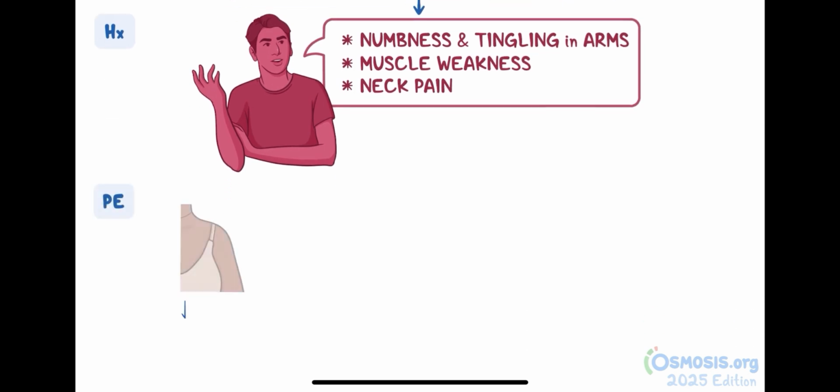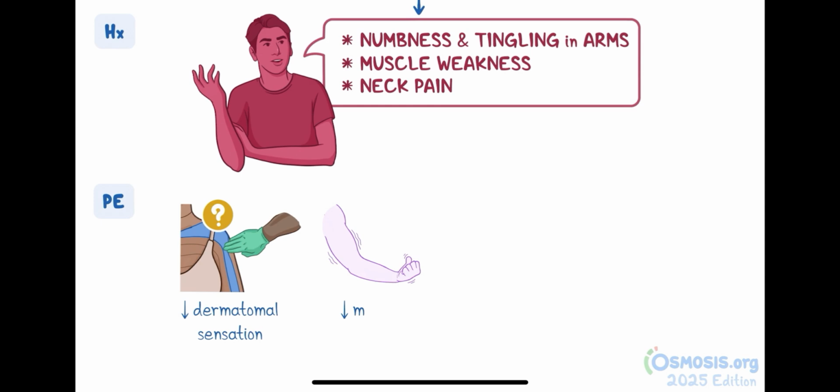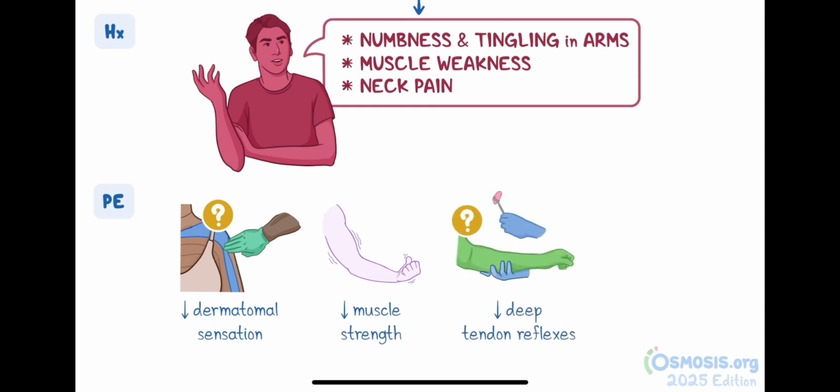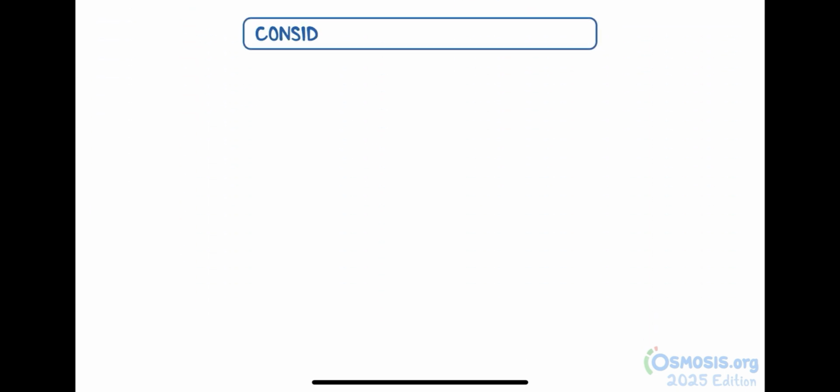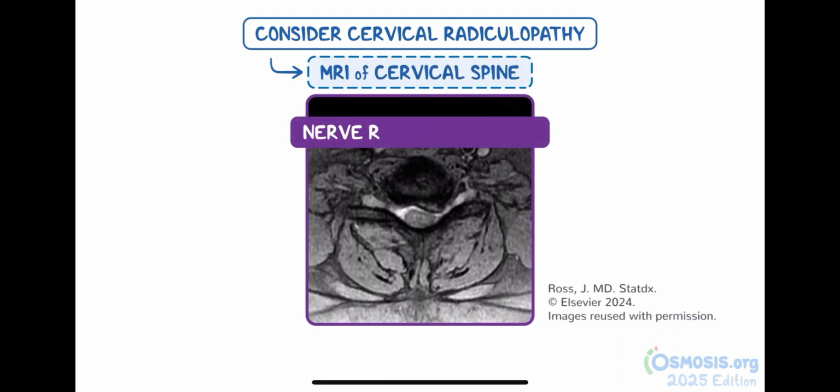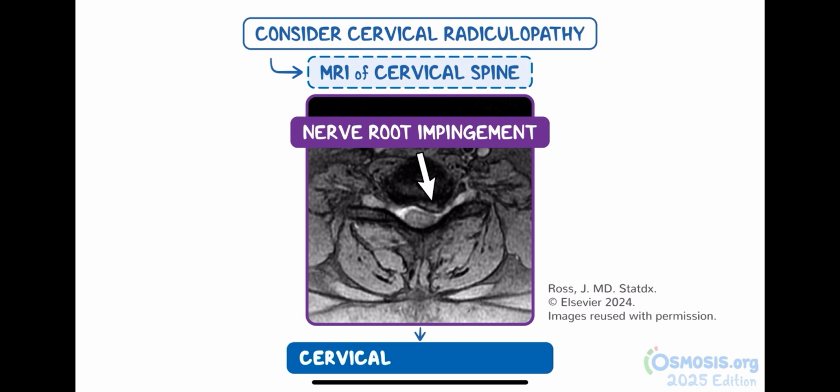Examination may reveal decreased upper extremity dermatomal sensation, decreased upper extremity muscle strength, diminished upper extremity deep tendon reflexes, or decreased range of motion of the neck or shoulder. Based on these findings, consider cervical radiculopathy and order an MRI of the cervical spine. If imaging shows nerve root impingement, diagnose cervical radiculopathy.